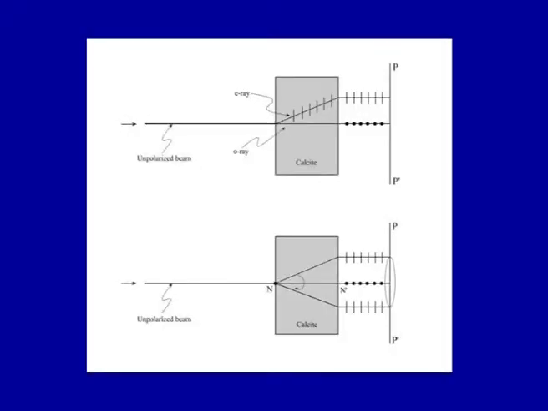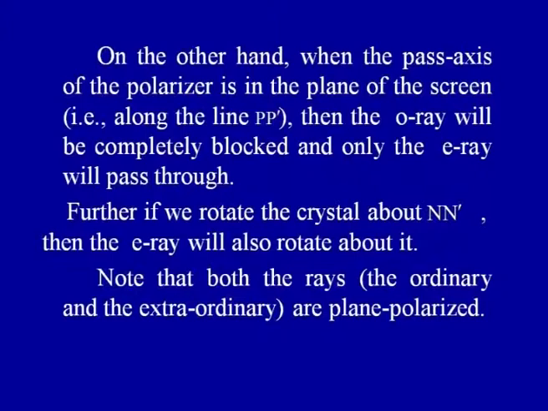That is the situation in this figure. On the other hand, when the pass axis of the polarizer is in the plane of the screen along the line P P prime, then the O ray will be completely blocked and only the E ray will pass through. I mean, the situation has just interchanged.